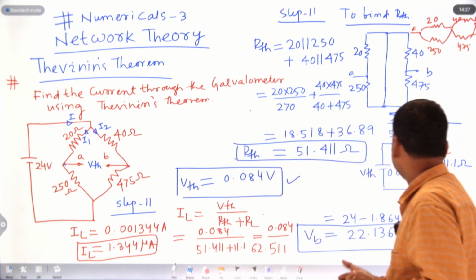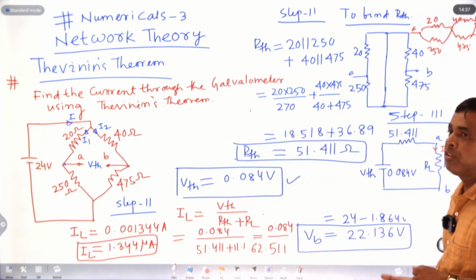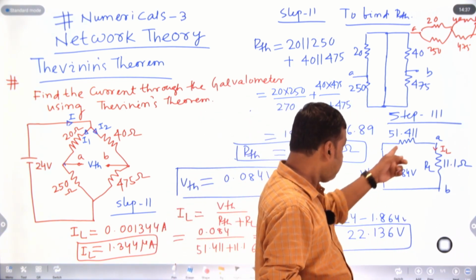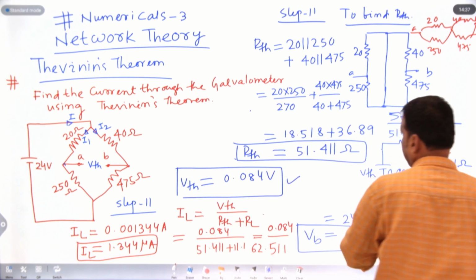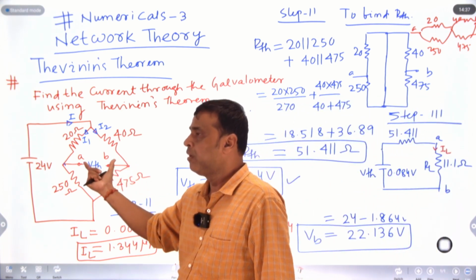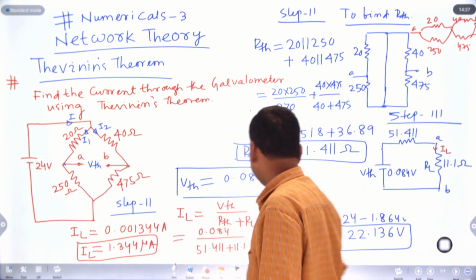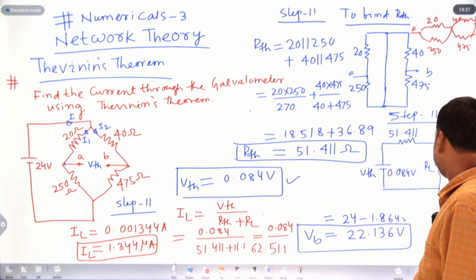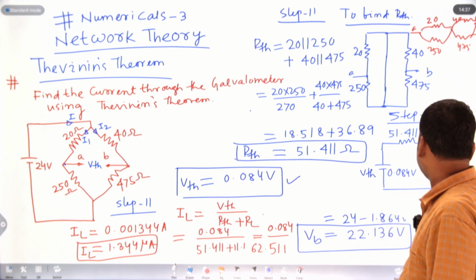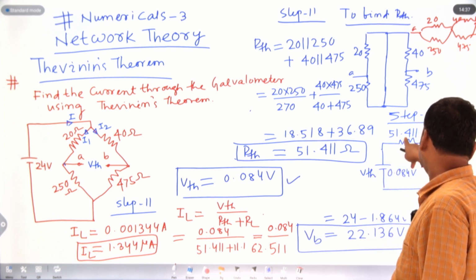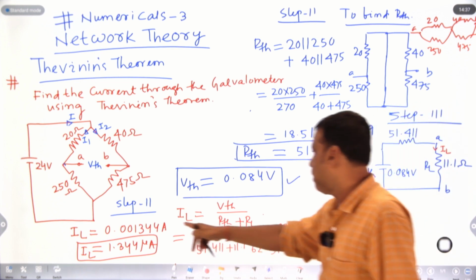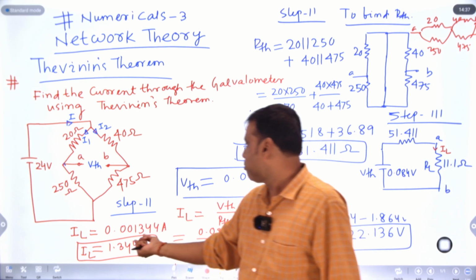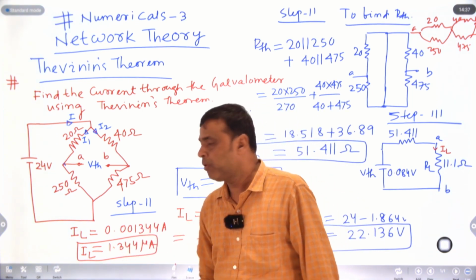Then draw the Thevenin's equivalent circuit, with VTH, RTH and RL. Finally, reconnect the disconnected resistance, the internal resistance of the galvanometer, and find the current through the load resistance RL. The current through RL is VTH divided by RTH plus RL. So we got IL equal to 0.001344 ampere, which is 1.344 microampere.